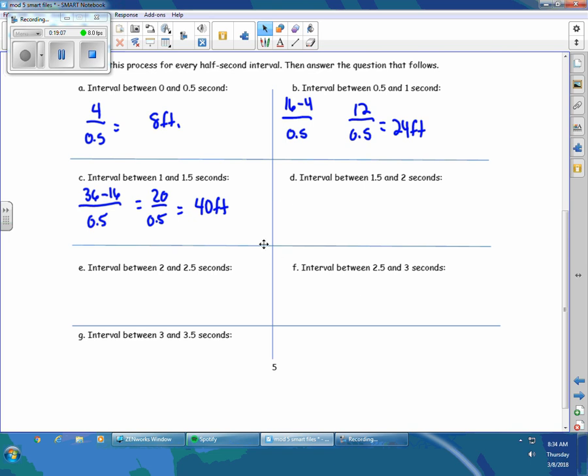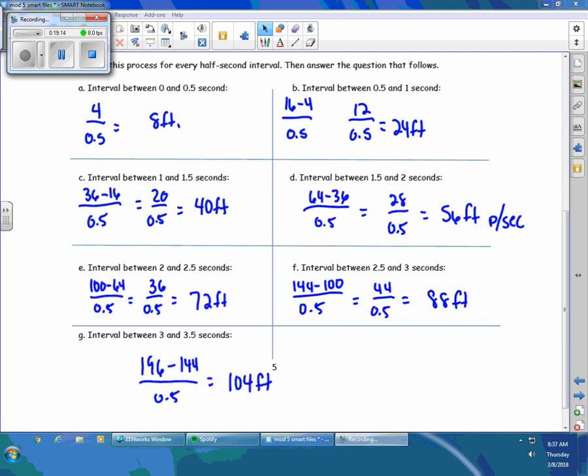So go ahead and pause the video, calculate the rest of them, and then come on back. Okay, this is what your data should look like. And again, we're just calculating the average speed over those half-second time intervals. So let's go ahead and turn the page.